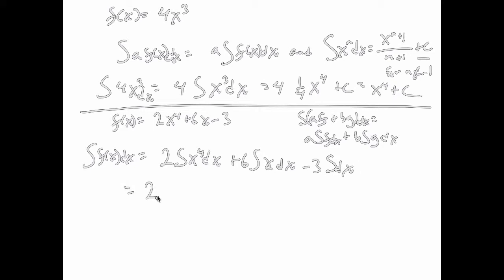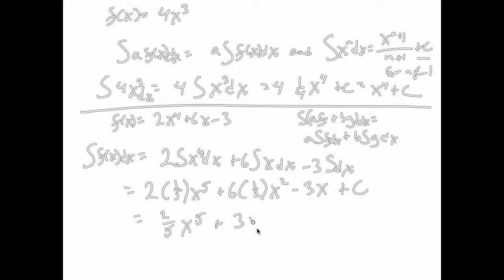That's going to equal 2 times 1/5 x to the 5th plus 6 times 1/2 x squared. Note the 1/2 and 1/5, those mirror the new exponents according to the power rule, minus 3x, same here, because here you're integrating x to 0. And don't forget the c at the end of the whole thing. Technically all of them have c's, you can shove the c's together, it doesn't matter, it's a constant. And we're done. So we can simplify to get 2/5 x to the 5th plus 3x squared minus 3x plus c. Okay, there we go, that's done.